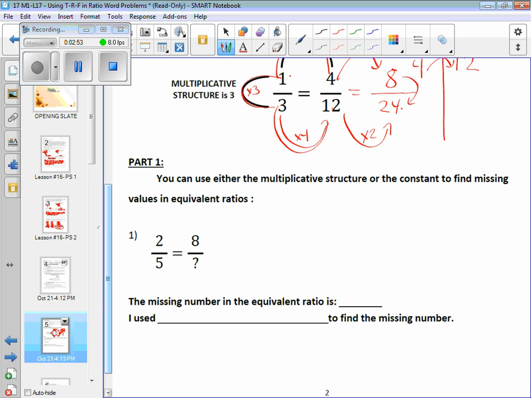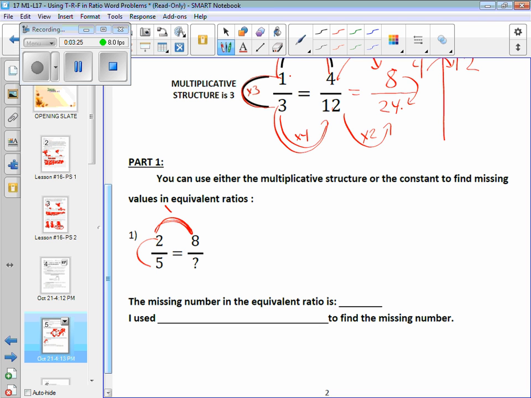We got 2 to 5 is equivalent to 8 to something. So you look at it, and you got to kind of play with it. If it helps you, draw in the arcs. I can't tell from here what I'm multiplying by. Maybe you can, maybe you can't. I think it's harder because you actually wind up with a fraction. But you could see a relationship here. That's the constant that we're going to use, right? So to get from 2 to 8, what are we multiplying by?